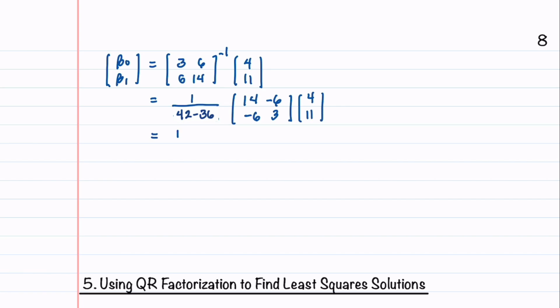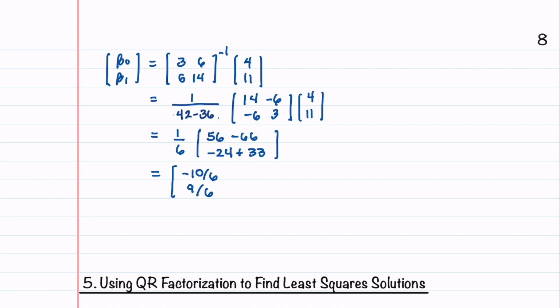This gives us 1 over 6, and we can go ahead and do our multiplication. We're going to get 56 minus 66 for the first component. And then for the second component, we're going to get minus 24 plus 33. In our first component then, we're going to have minus 10 over 6. And then in our second component, we're going to get 9 over 6. We're going to now reduce our fraction, and we end up with minus 5/3 and then 3/2.